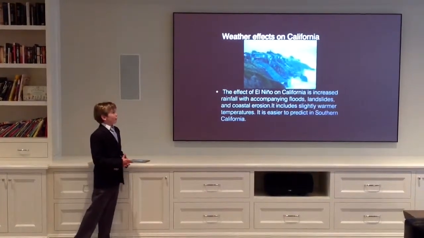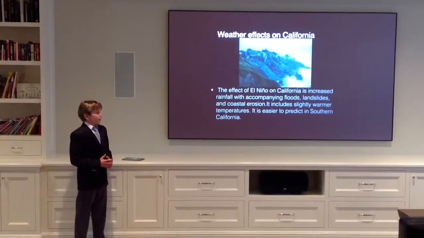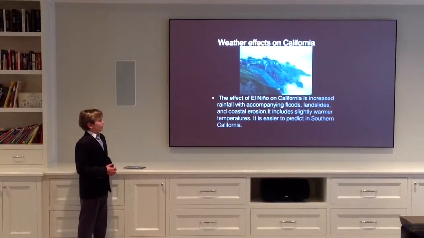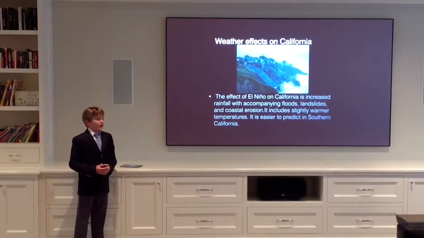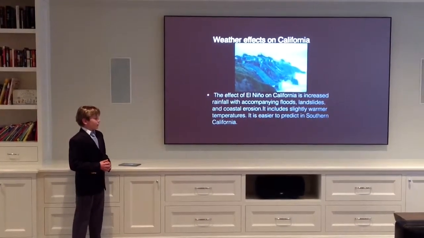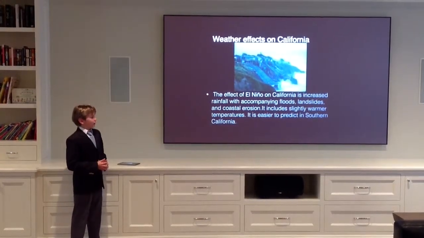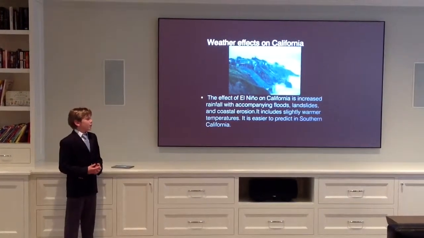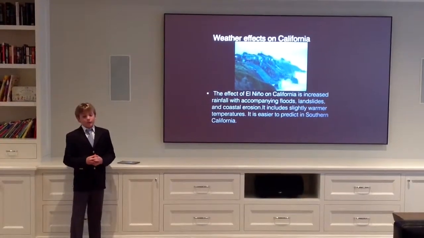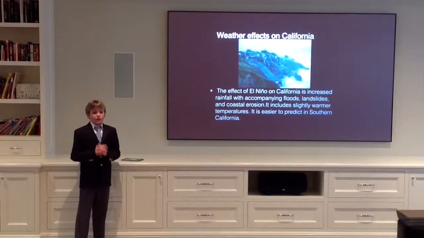Here are the weather effects on California. The effect of El Nino on California is increased rainfall with accompanying floods, landslides, and coastal erosion. It includes slightly warmer temperatures. It is easier to predict in Southern California than Northern California.